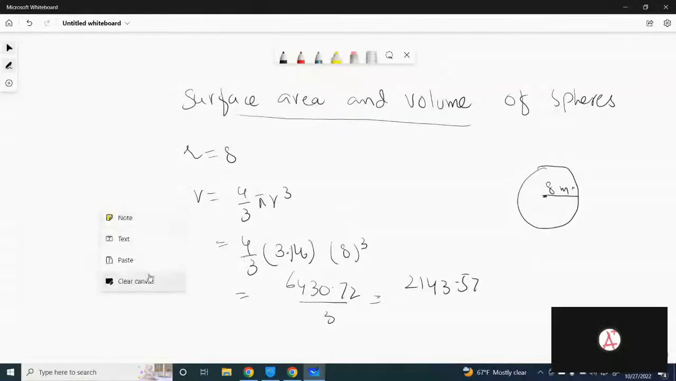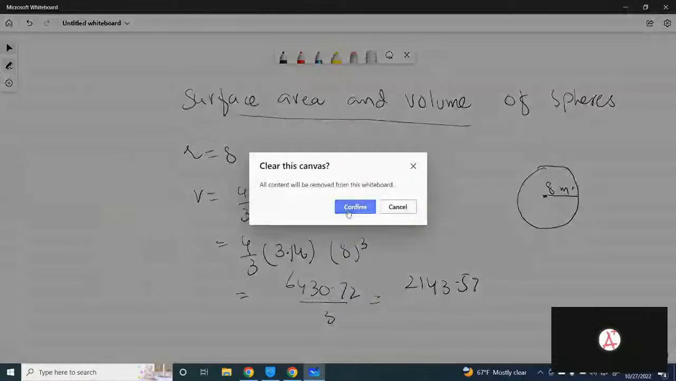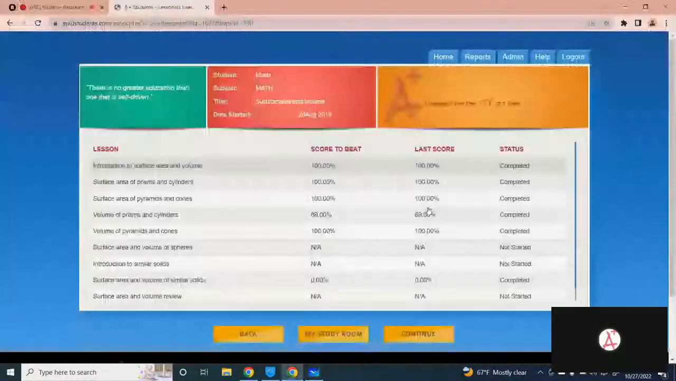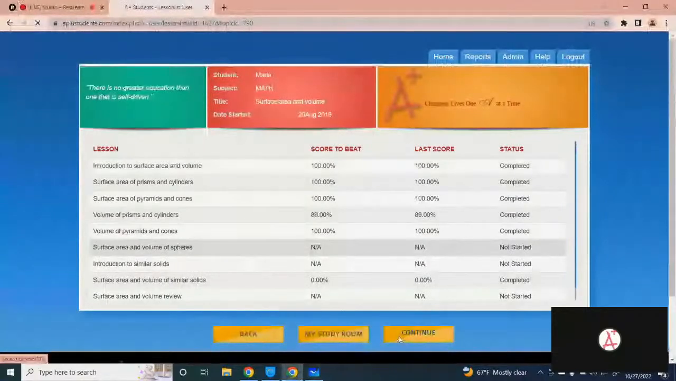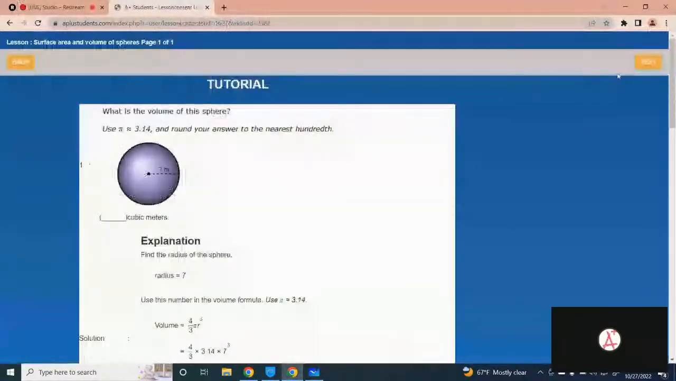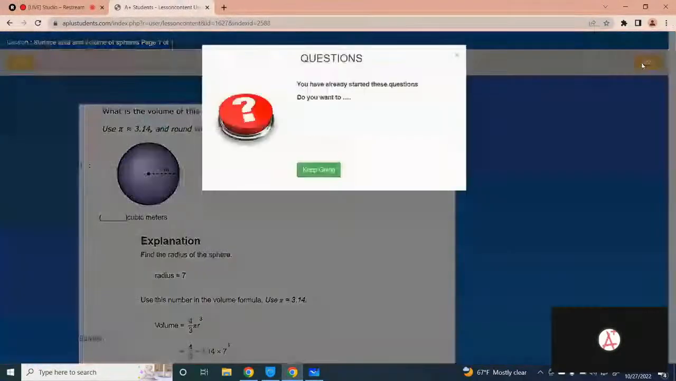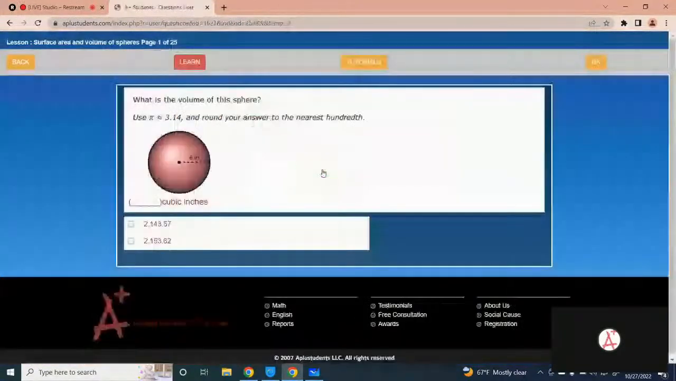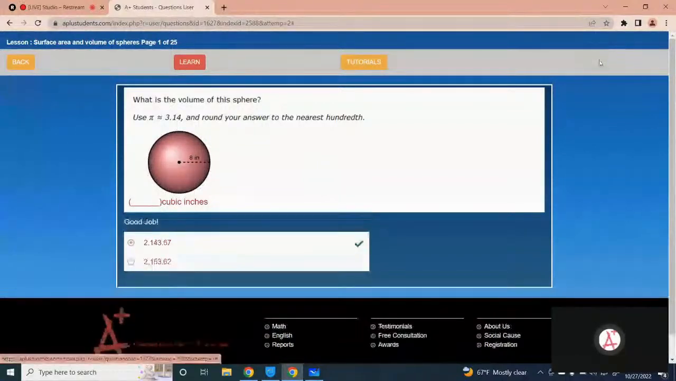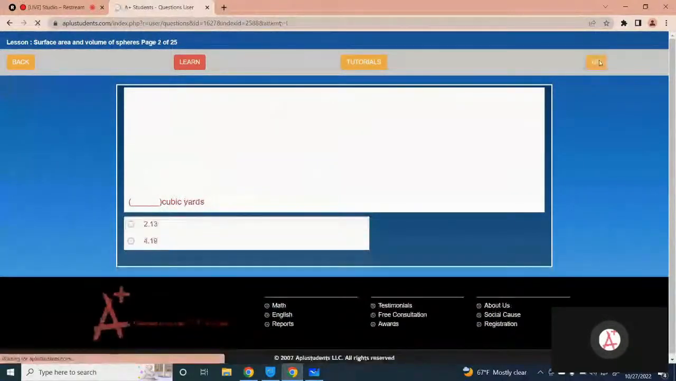Okay, let's start with the test. Okay, you're given the sphere. That's the one we just did on board. So the first option is the correct option. Got it? Just select the correct option and click on the OK button.